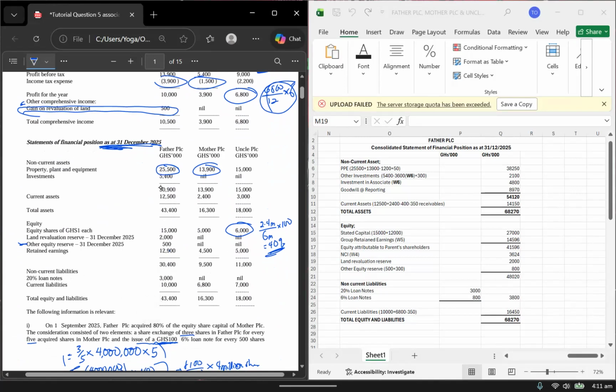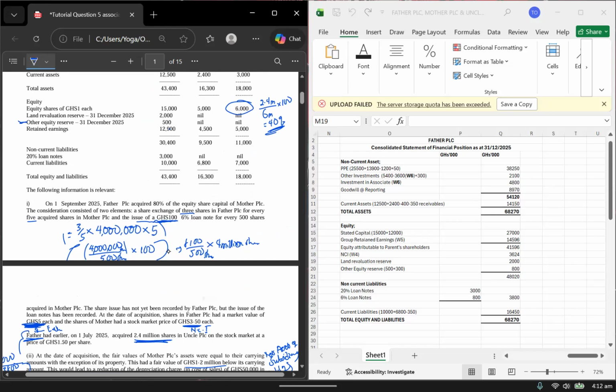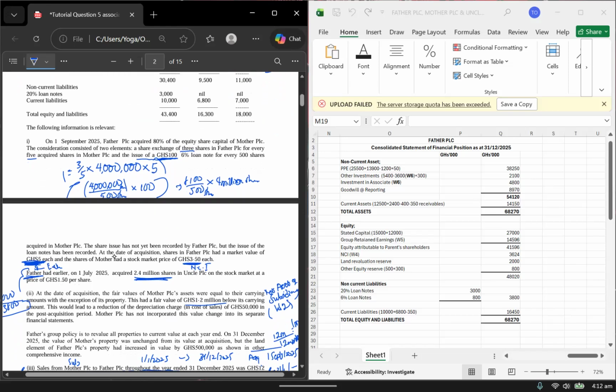the investment in here, 5400. The investment of 5400 includes the investment in the associates. What other investments do you indicate here? Okay, so all our investments sum up to this 5400, including, what? The share issue has not yet been recorded by Father PLC, but the issue of the loan notes has been recorded, including our loan notes.